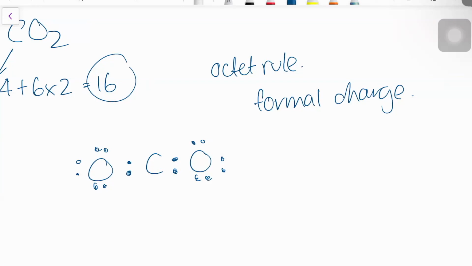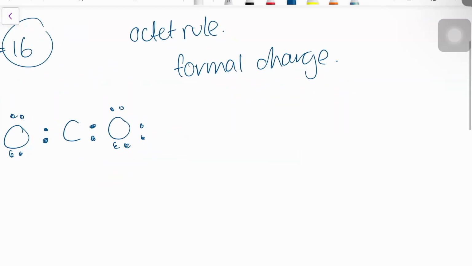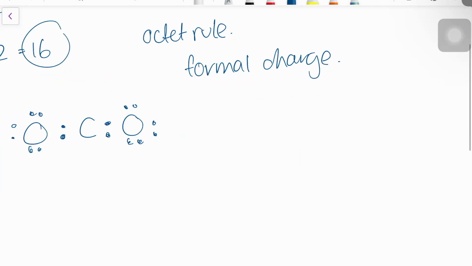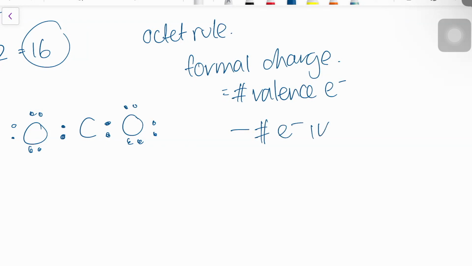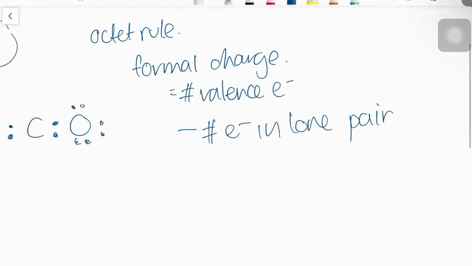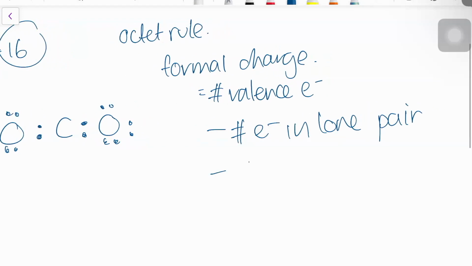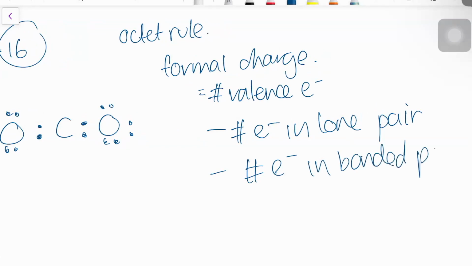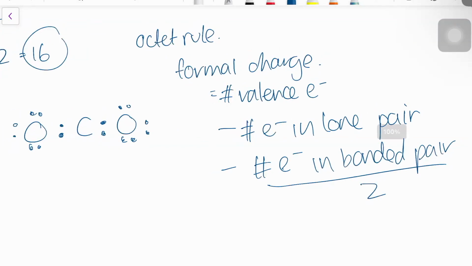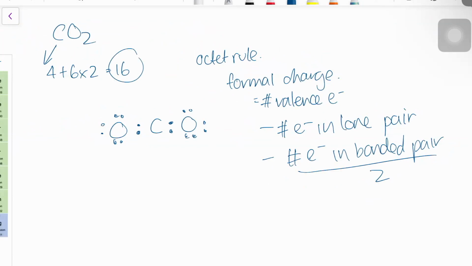The way you calculate formal charge is this. The formal equation for formal charge is the number of valence electrons, minus the number of electrons in a lone pair, which means it's not bonded to anything else, minus the number of electrons in a bonded pair, which means between two atoms, divided by 2. So I've given you the formal equation to calculate it.